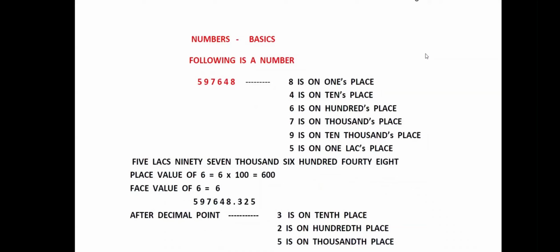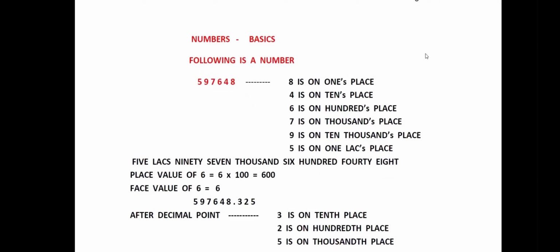Today we are going to study basics of number system. 597648 is a number in which 8 is on the ones place, 4 is on the tens place, 6 is on the hundreds place, 7 on the thousands place, 9 on the 10,000s place and 5 on the lakhs place.